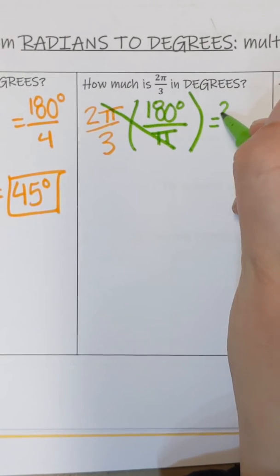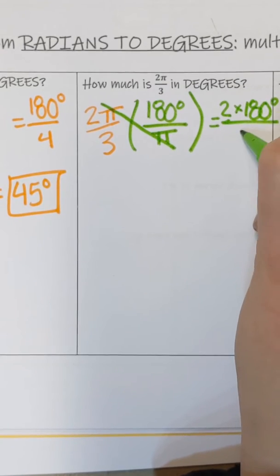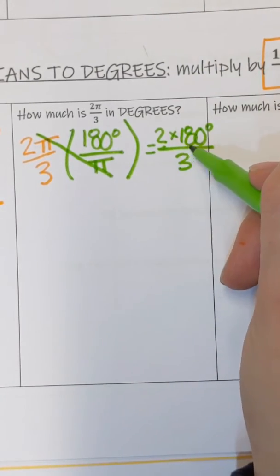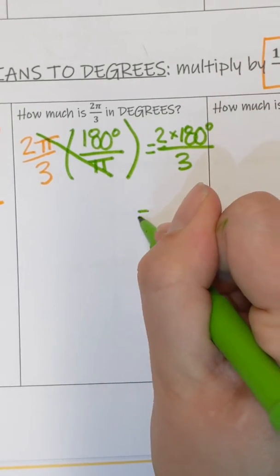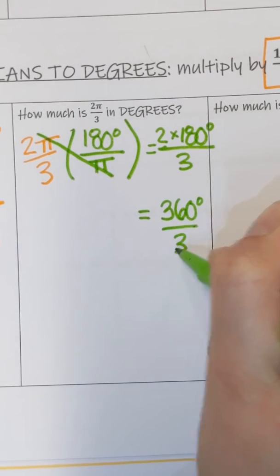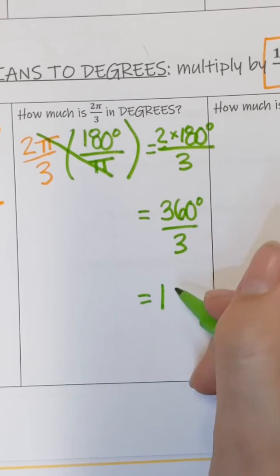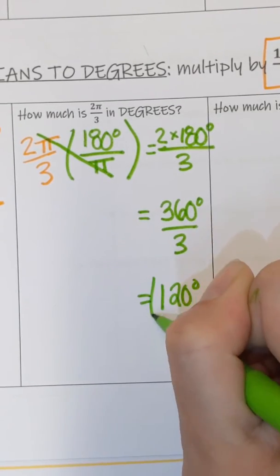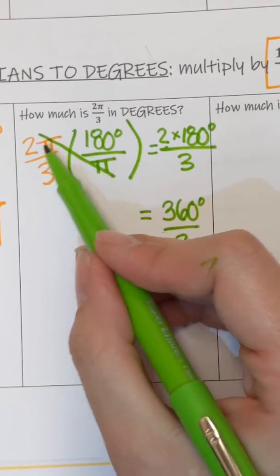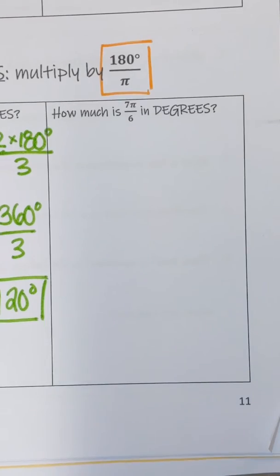And we're going to be left with 2 times 180 on top divided by 3. So first, let's go ahead and multiply 2 times 180 degrees. That's 360 degrees. And then we can divide by 3, which gives us 120 degrees. So we know that 120 degrees is equivalent to 2 pi over 3 radians. All right, let's go ahead and do this very last one.